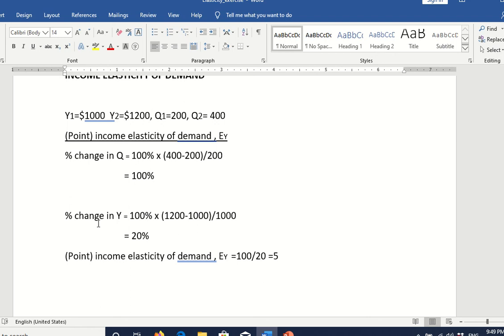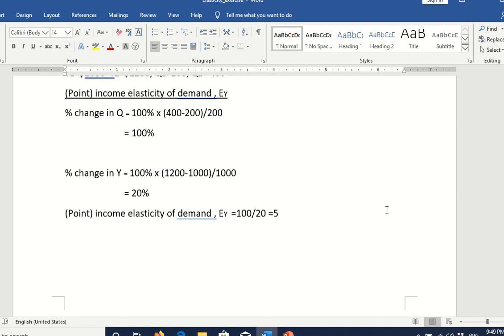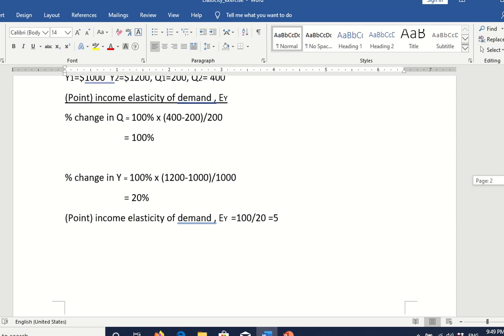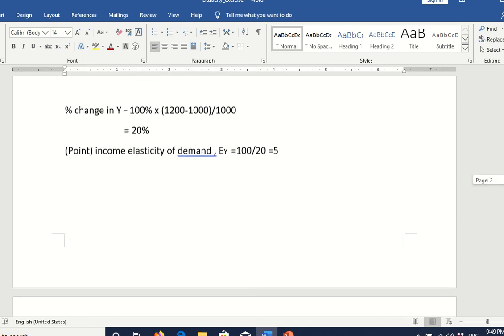And then we can find the percentage change in income. Okay, new income minus the old income divided by the old income. And if you want it in percentage, multiply it by 100%. So what we can see here is a 20% increase in income leads to a 100% increase in the quantity demanded. Okay? And that leaves us with an income elasticity of demand of 5, point method.